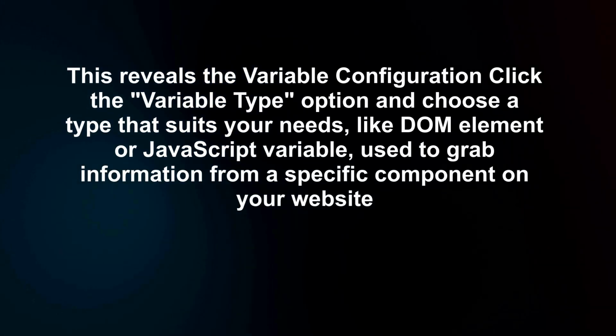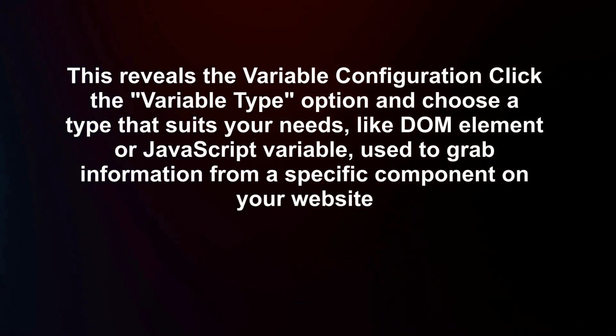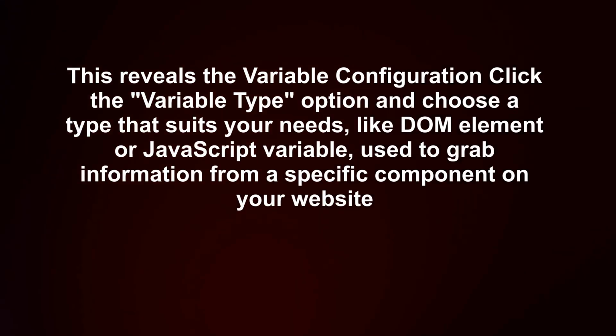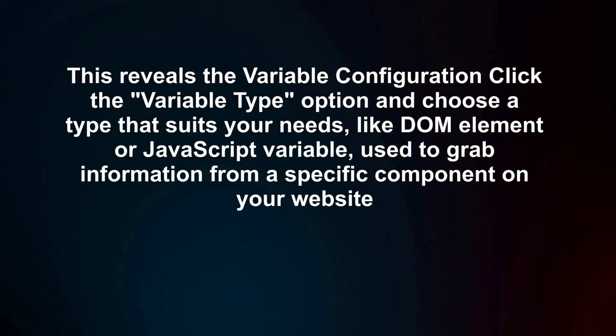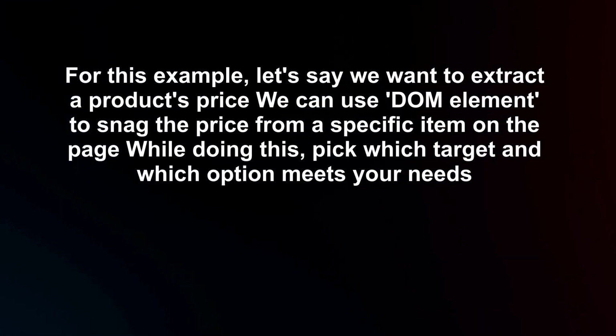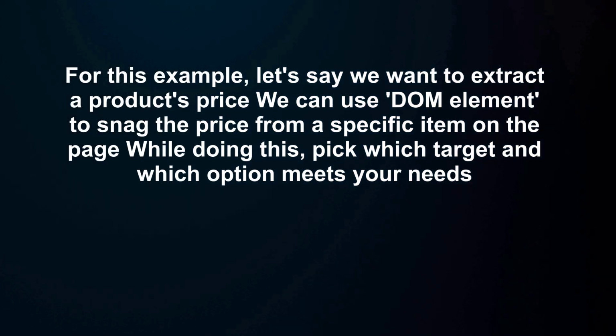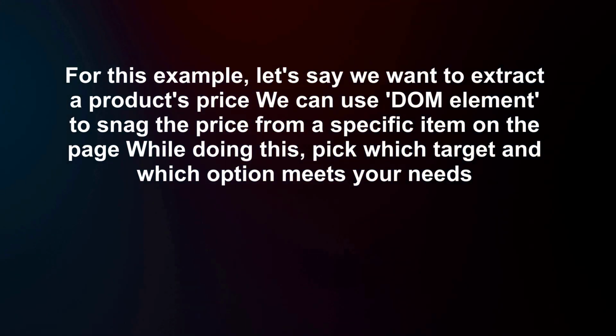This reveals the variable configuration. Click the Variable Type option and choose a type that suits your needs, like DOM element or JavaScript variable, used to grab information from a specific component on your website. For this example, let's say we want to extract a product's price. We can use DOM element to snag the price from a specific item on the page.